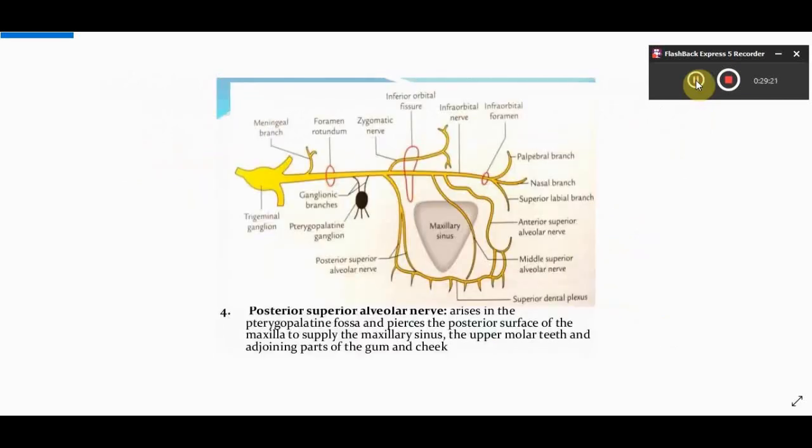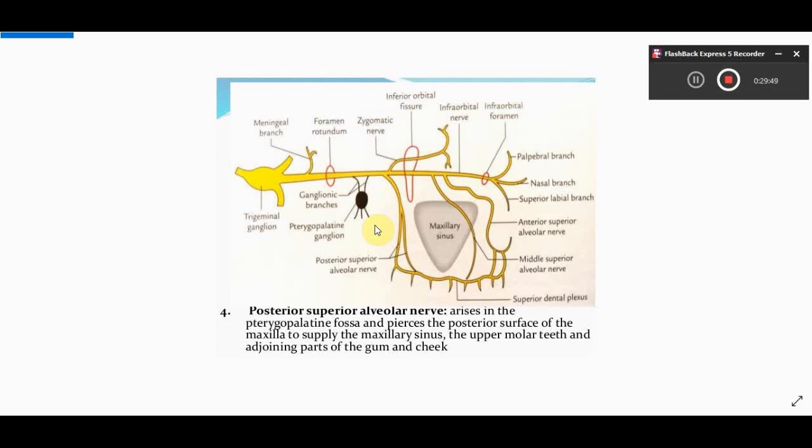Now let's take a look at some of the details. The ganglionic branches. The pterygopalatine ganglia is suspended by the ganglionic branches. This is the pterygopalatine ganglia, and you can see it is suspended by the ganglionic branches of the maxillary nerve. Then we have the posterior superior alveolar nerve. It is represented like this, right? And it enters the posterior surface of the body of the maxilla.